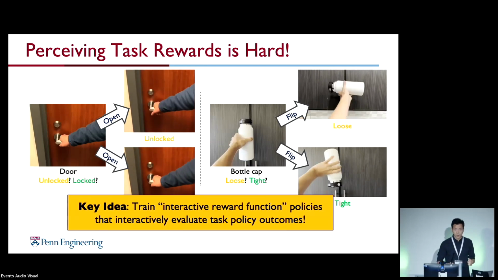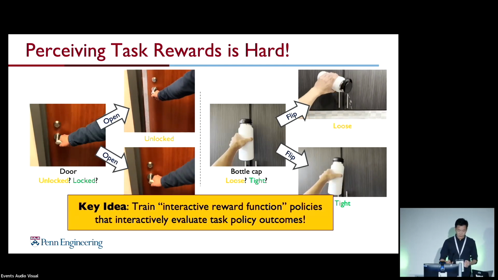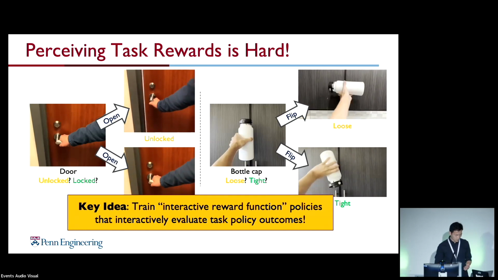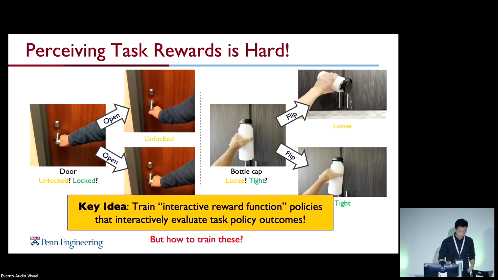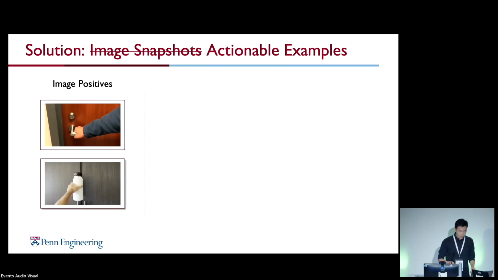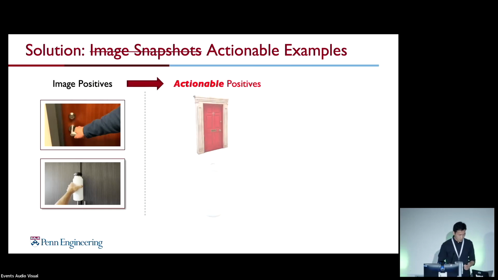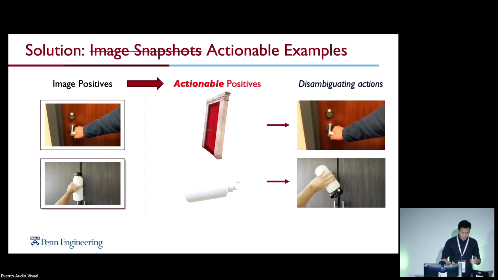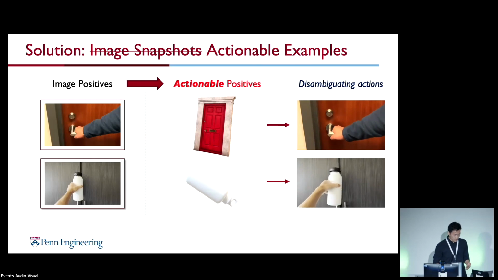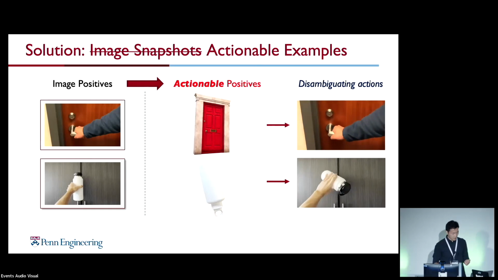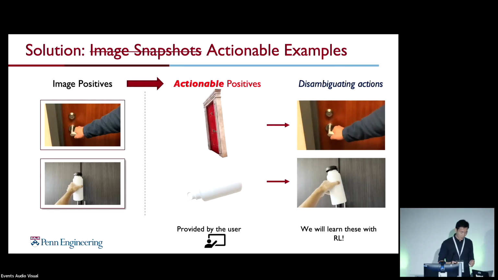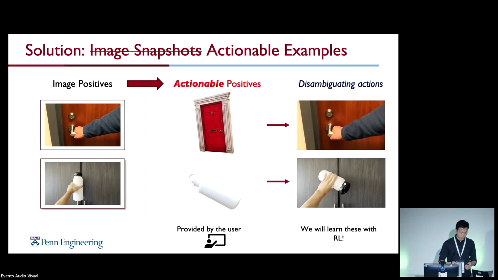Based on this idea, we propose to train interactive reward function policies that can interactively evaluate task policy outcomes. Then the question becomes how to train this. Our solution involves replacing image snapshot examples with what we call actionable examples, real physical objects on which an agent can act. For example, it can be a physical door that the robot can open or close, or a water bottle that can be flipped upside down. Note that we get only the objects, not demonstrations, but we'll soon talk about how to learn this kind of disambiguating action policies.